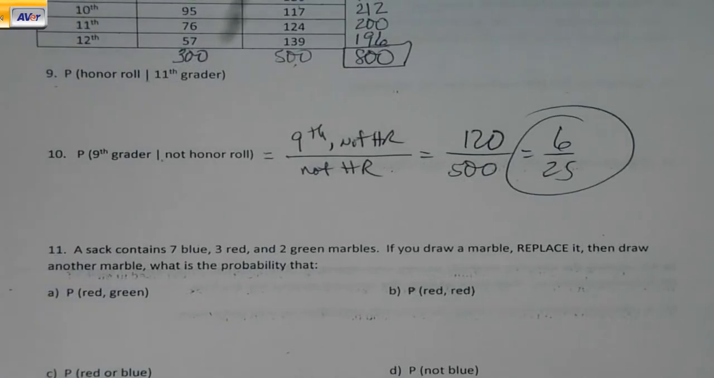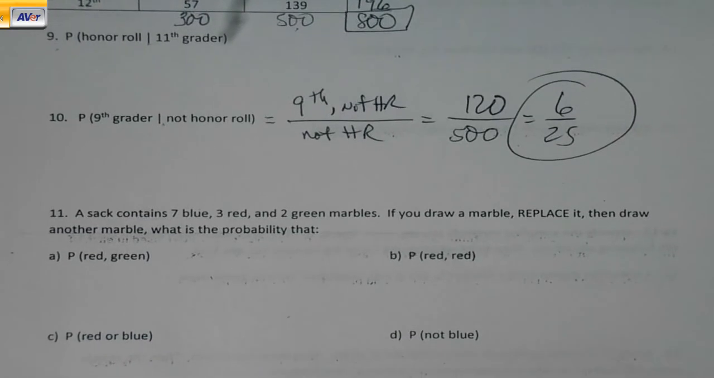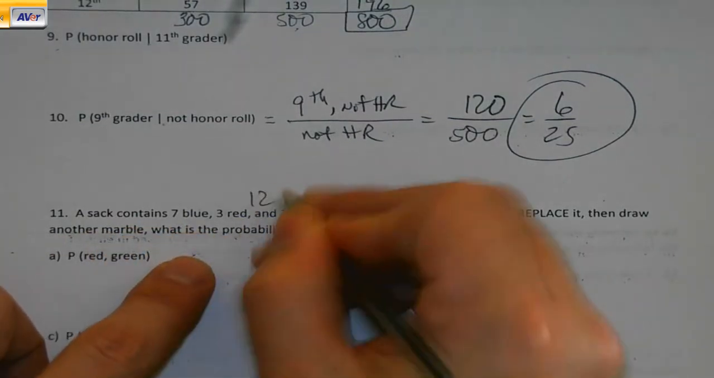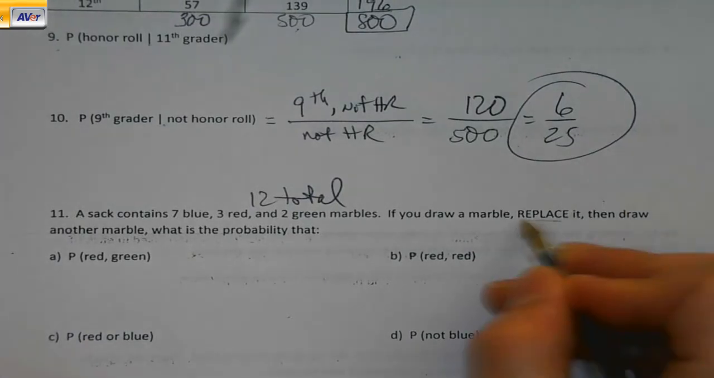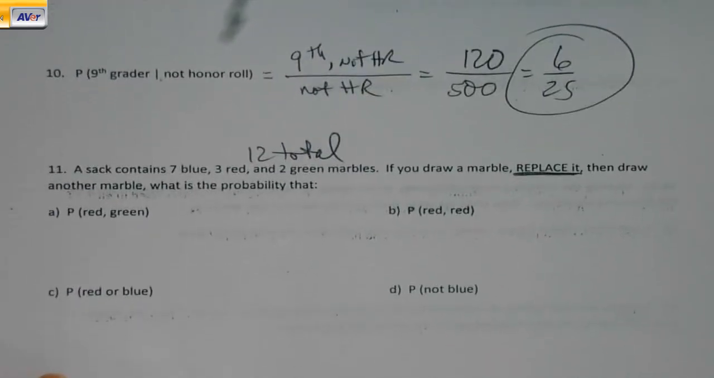But again, you'll notice things are going to keep switching back and forth. I want to see if you're paying attention to the types of questions you're seeing. Okay, 11. We go back to our theoretical probability. A sack contains 7 blue, 3 red, and 12 green marbles. Totals are always important because that's my sample space if I need it, and I'm going to need it here. If you draw a marble, replace it, then draw another. So we're going to do D and then C here, just to kind of change things up a bit.